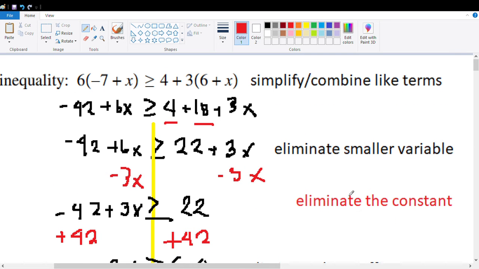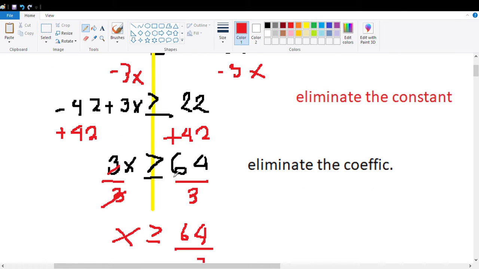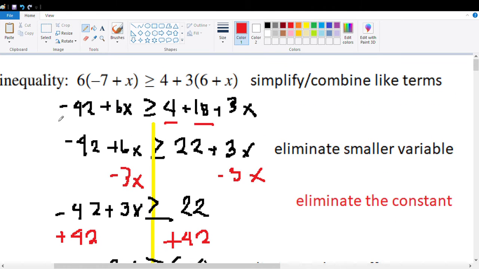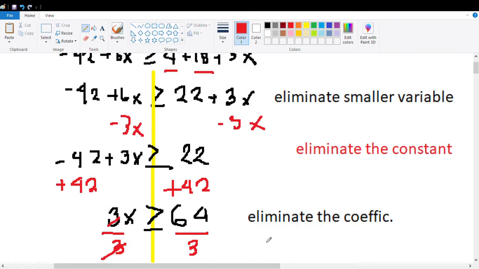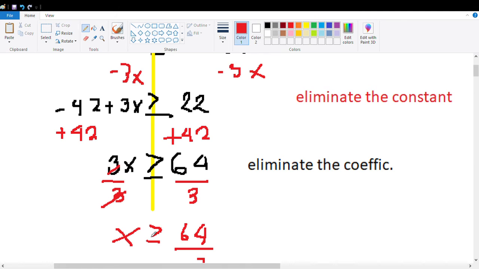If you didn't do this step, eliminate the smaller variable, somewhere along the line you're going to get a negative 3x. And when you do, you have to flip the sign when you eliminate the coefficient negative 3, since you're going to divide by negative 3. In case you didn't know, when you divide or multiply by a negative in an inequality, you have to flip the sign so that it faces the other way. But in this case, since we're not dividing by a negative, we just leave it as is.